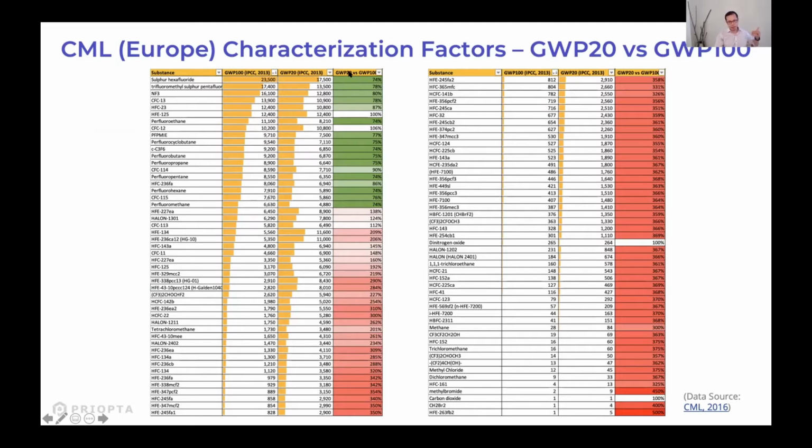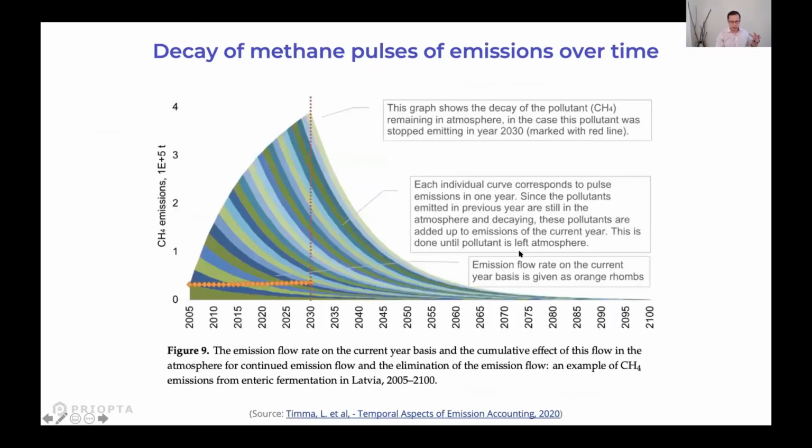You can see the GWP 20 versus GWP 100. For some gases, the GWP numbers are lower, some are much higher, so that's the red ones. I won't get into the details here, but if you're trying to avoid near-term climate change, actually reducing these near-term climate forcers, things like methane and HFCs, can have a very quick impact on our climate.